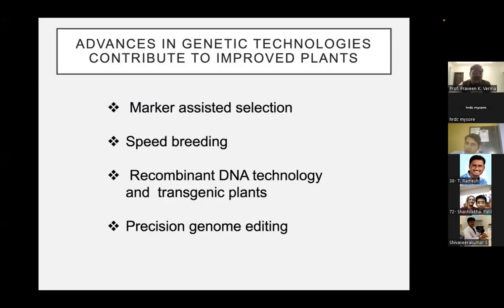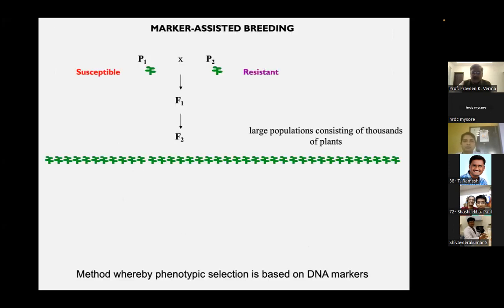So what are the different advances in genetic technology which can contribute to improved plants? The first is marker assisted selection. Second is speed breeding, which I will discuss a little bit, along with marker assisted selection. Then recombinant DNA technology for transgenic plants, and precision genome editing, which is a recent addition by plant biotechnologists.